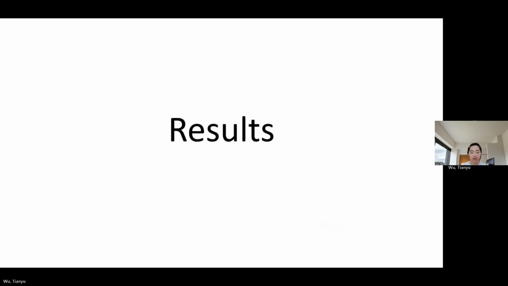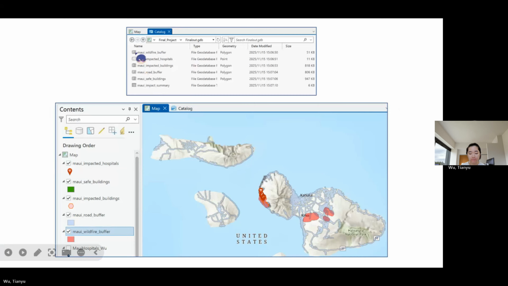Here you can see all the output feature classes generated by my tool. They include the wildfire buffer, impacted hospitals, impacted buildings, road buffers, safe buildings, and the summary table. When I added them to the map, the spatial patterns become very clear, especially how the burn area overlaps with buildings and health facilities.